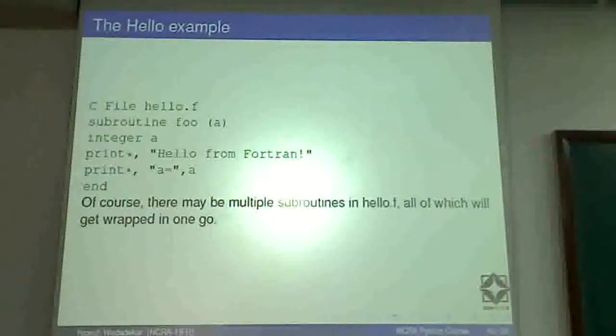So this is a standard Fortran program. It's got one subroutine. It's called foo, which takes one argument a. Okay, that happens to be an integer. It prints hello from Fortran, and then it prints a equal to, comma, a. So it prints out the value of a, and it ends. So single subroutine. Okay, but like before, like with SWIG, this is just an example. I have only one subroutine here. But if you had 100 subroutines in this file, all 100 will get wrapped in one go. Okay. So now let's look at what we need to do.